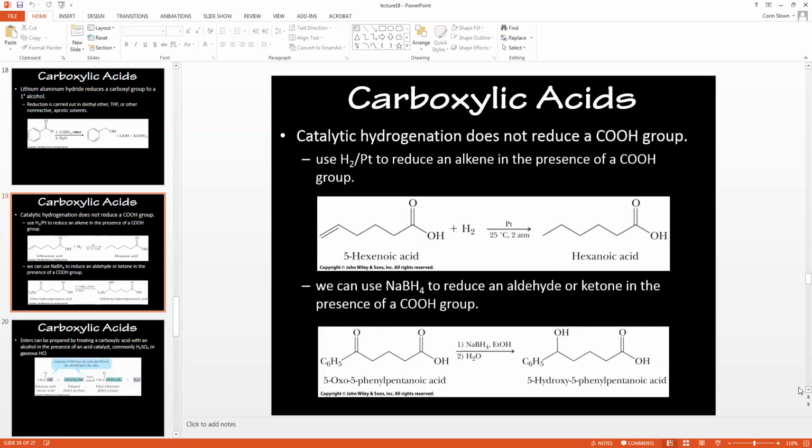We've also talked about how catalytic hydrogenation does not reduce a carboxylic acid group. So we could use hydrogen on platinum to reduce an alkene in the presence of a carboxylic acid group. So this would be another way to be able to differentiate or to separate materials. We can also use sodium borohydride to reduce an aldehyde or a ketone in the presence of a carboxylic acid. So part of what you're starting to do is cultivate these reactions that allow you to differentiate different types of functional groups or prepare different types of functional groups. And that's going to be important because now we're starting to think about different types of reactivity and what's going to be the most reactive.